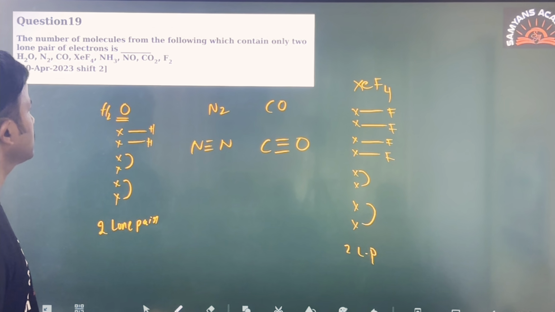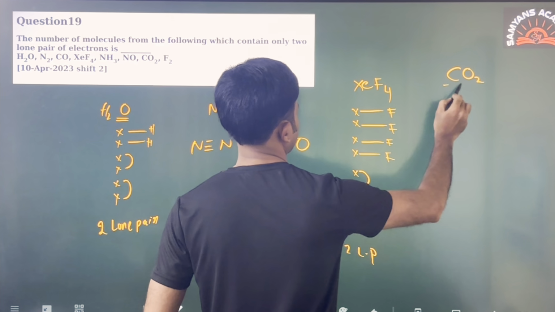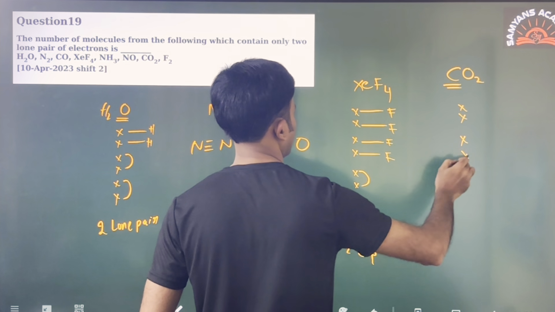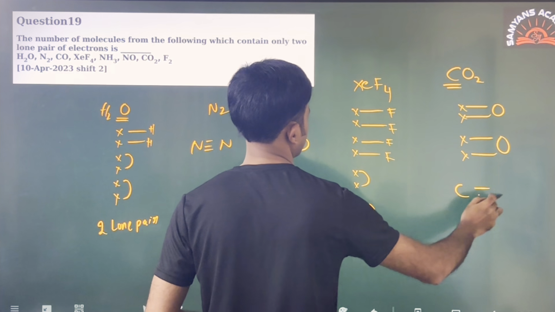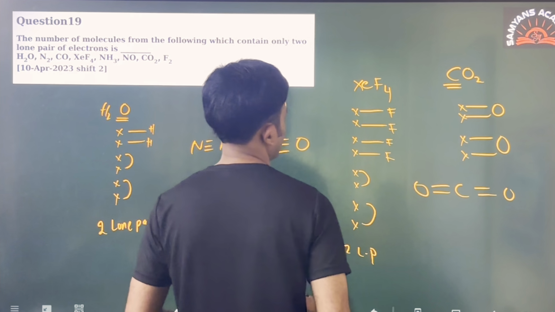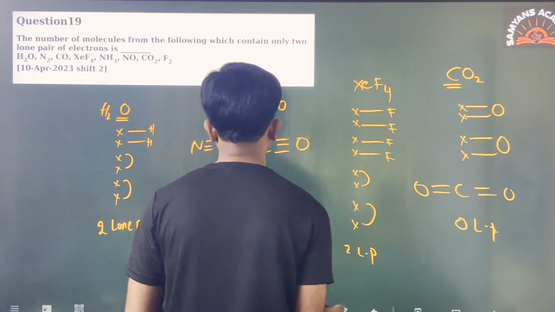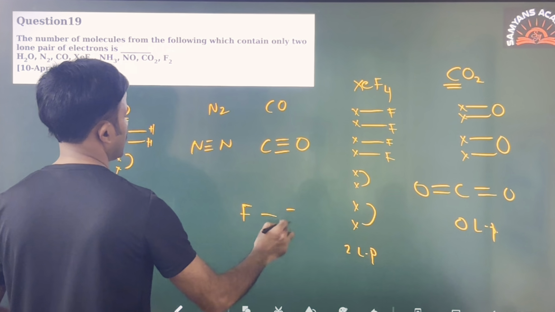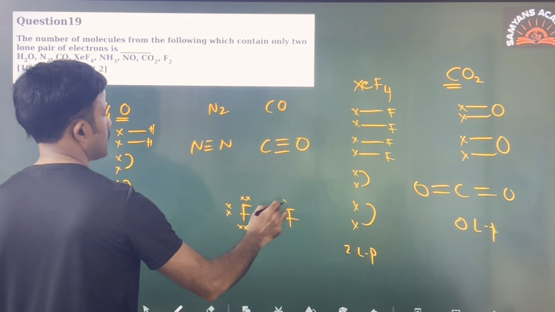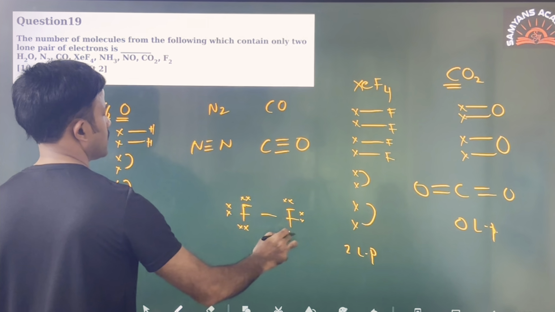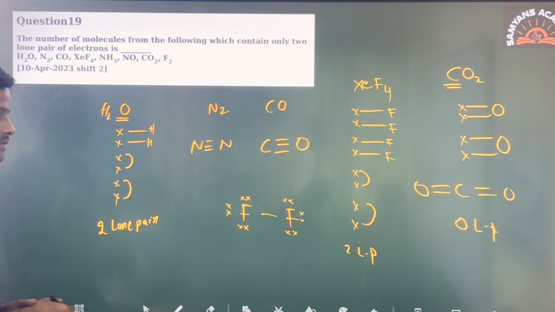Next, carbon dioxide and fluorine. Carbon dioxide: carbon belongs to the 4th group, so you put 4 electrons. Each oxygen takes 2 electrons. Like this you will get a linear molecule. Is there any lone pair on the carbon atom? No. So this has 0 lone pairs. And next, fluorine. Fluorine is bonded with fluorine like this. Fluorine has 3 electron pairs like this, 3 plus 3, total 6 electron pairs are there.